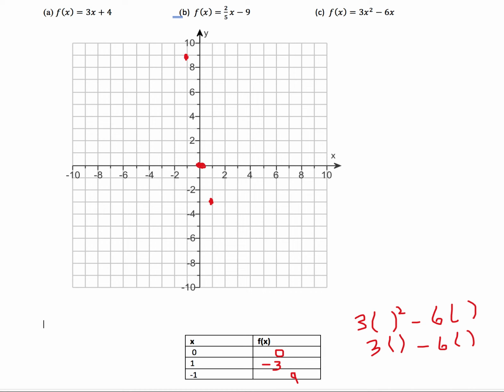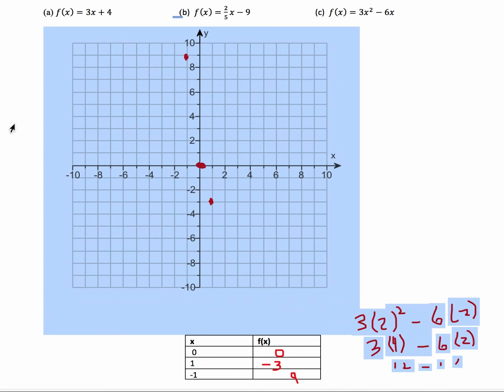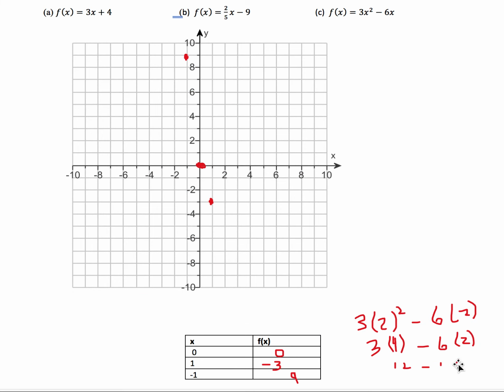All right, so I'm going to put a 2 in for the x. 2 squared is going to be 4, and we'll have a 2 right here. 3 times 4 is 12, and 6 times 2 is also 12. This last point, I don't really have room in my table to put it. All right, so 12 minus 12 is 0. So we have a point at 2, 0.